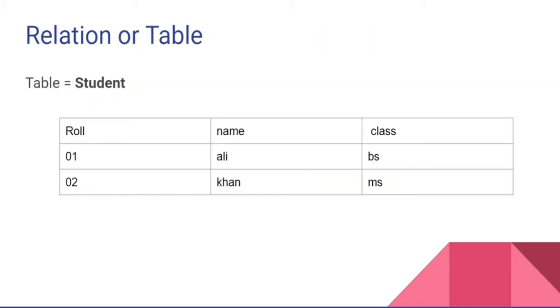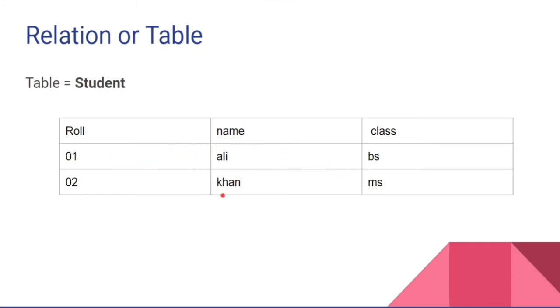For example, if I have Ali, then Ali is not mentioned or repeated again. If I assign roll number 1, that roll number is assigned only to Ali, so there is no duplication of data. For example, if there's roll number 1, Ali, BS, and another student, Khan, that roll number 1 is not assigned to Khan.